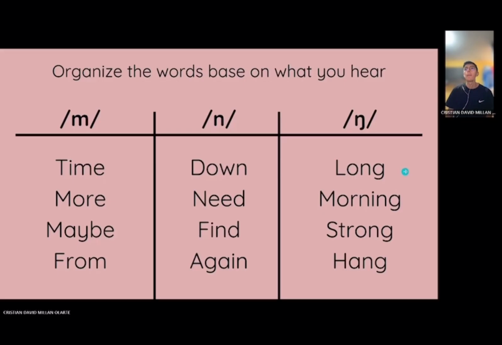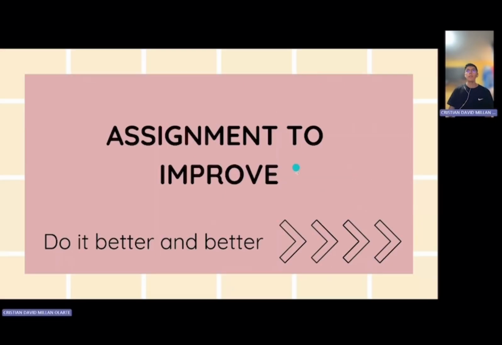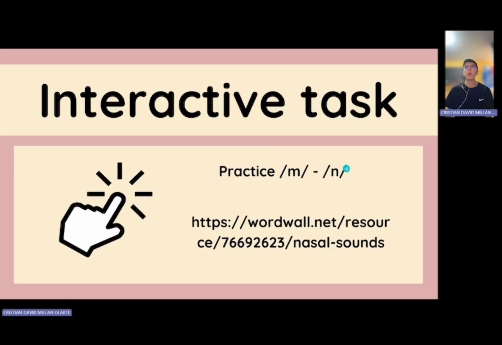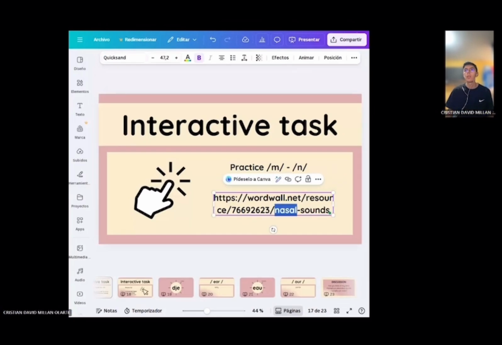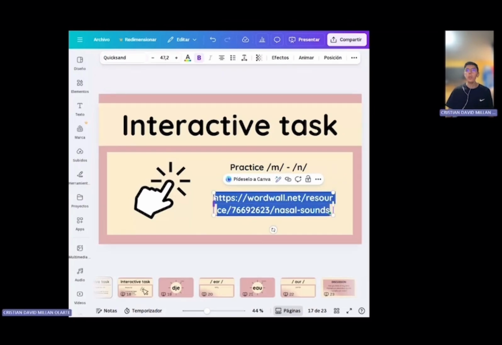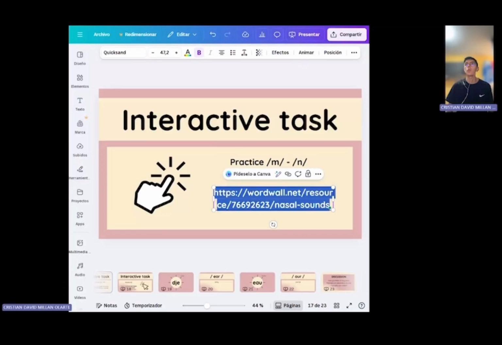So now we have some assignments to improve. This is to practice and do it better and better. This is just practice a little bit so we can identify better which word is which. So first of all, we have an interactive task, and this is to practice M and eng. I'm gonna show you what we have to do.